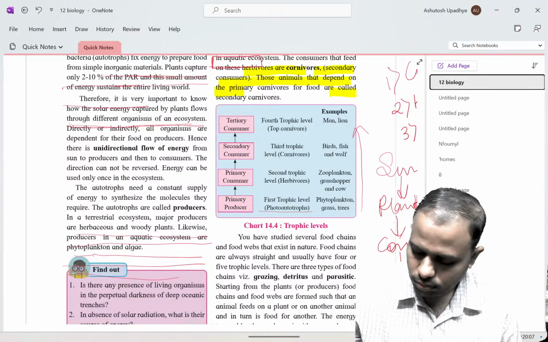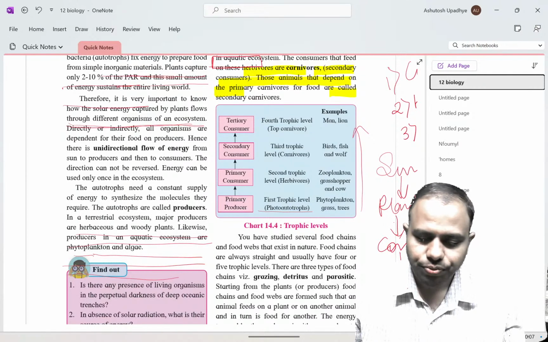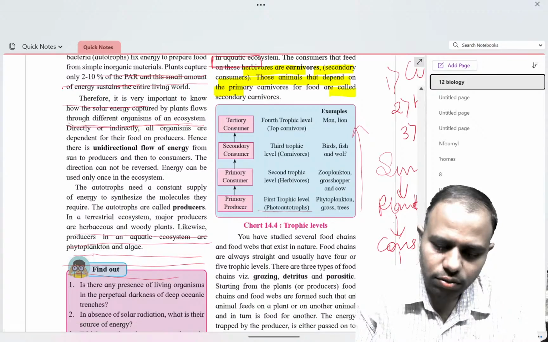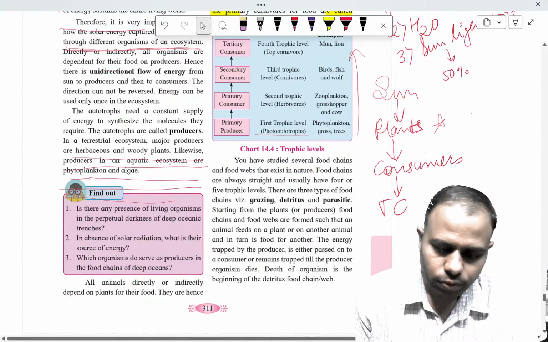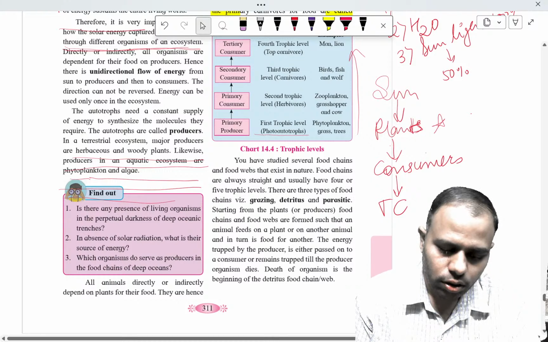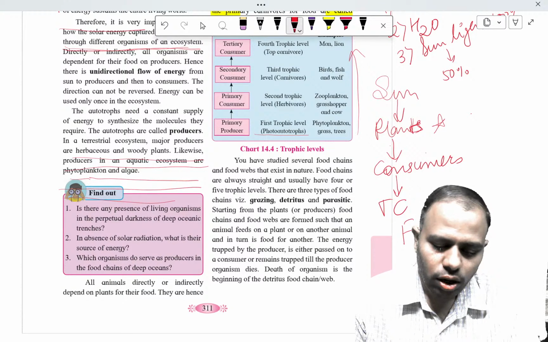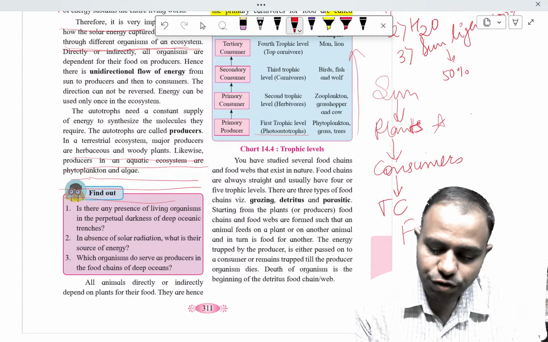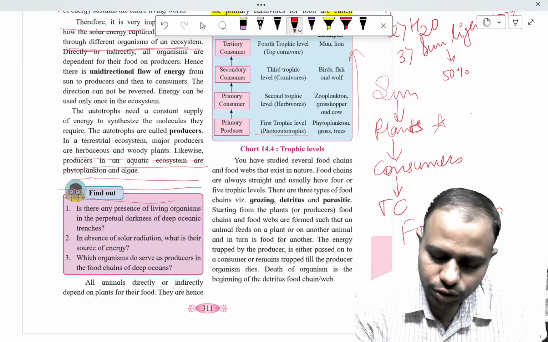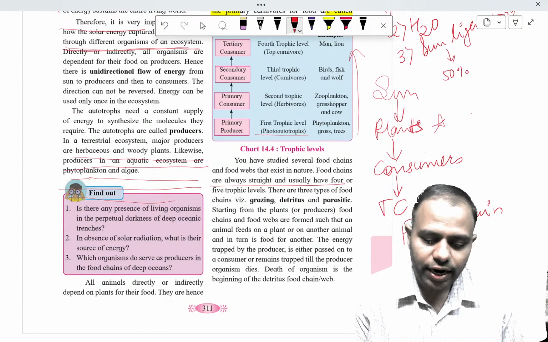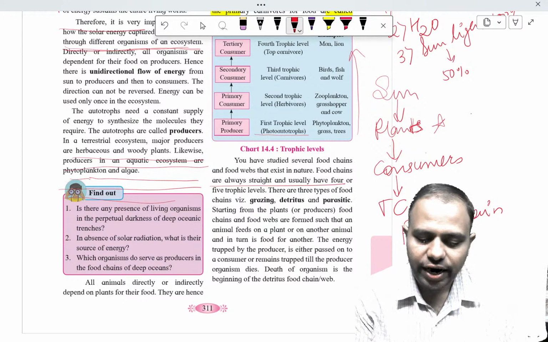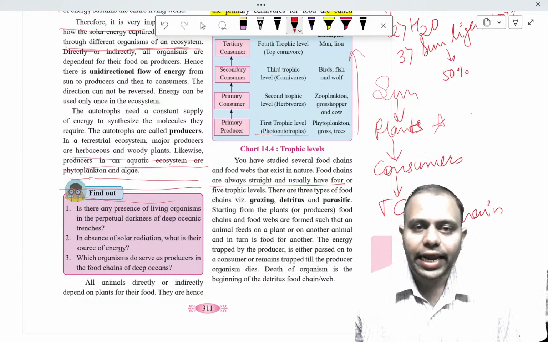Okay, so let's move further. Now we are going to see the food chain. What is a food chain? Food chains are always straight, and a food chain is the sequence of eating and being eaten.